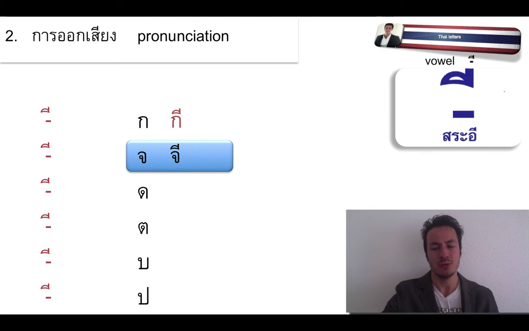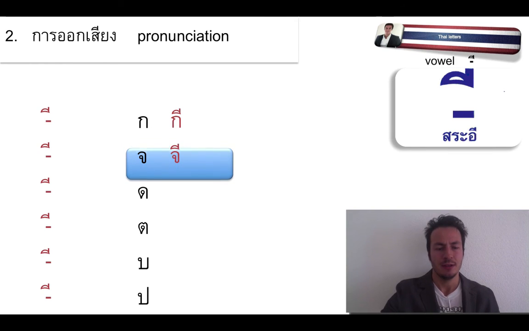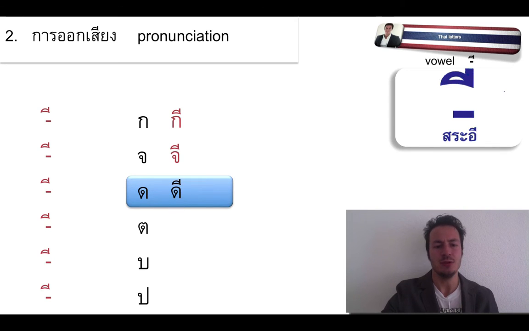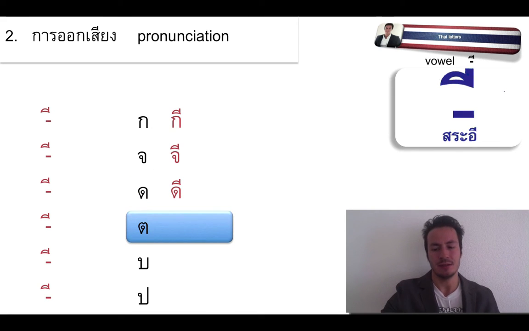Very good. Second example, da dan plus sara E, leads to the syllable di. I would like you to repeat after me. Di. Excellent. Then da dek plus sara E leads to di. Great. And now da tao plus E leads to da E, so the syllable di.